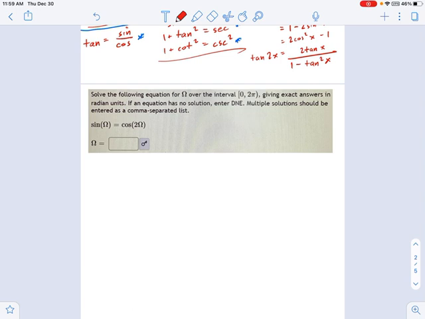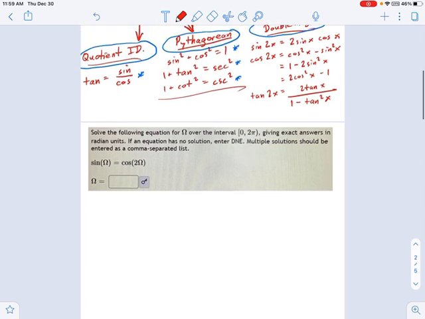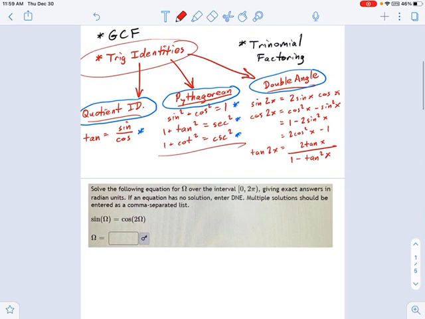So we need to use some kind of a more advanced identity substitution. And the clue is very obvious in this one. Sometimes you have to think about it. In this one, not so much, because it says 2 omega. So that's a big red flag. We're going to be using a double angle identity of some kind.